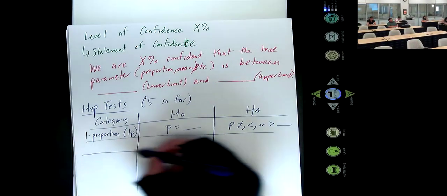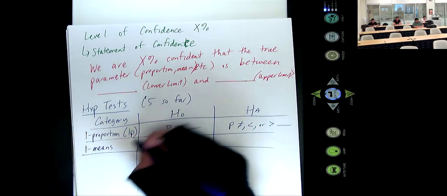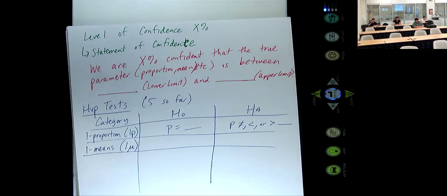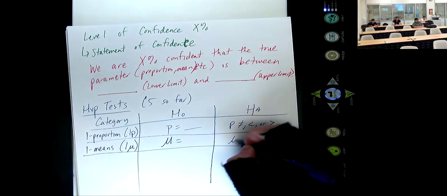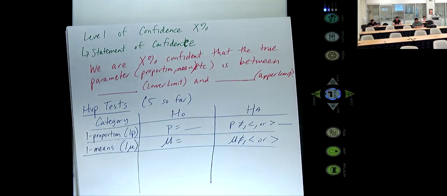The other one we did with a single sample was a one means test, which I usually just call one mu. This had mu equals something and then mu doesn't equal, mu is less than, or mu is greater than that same value.